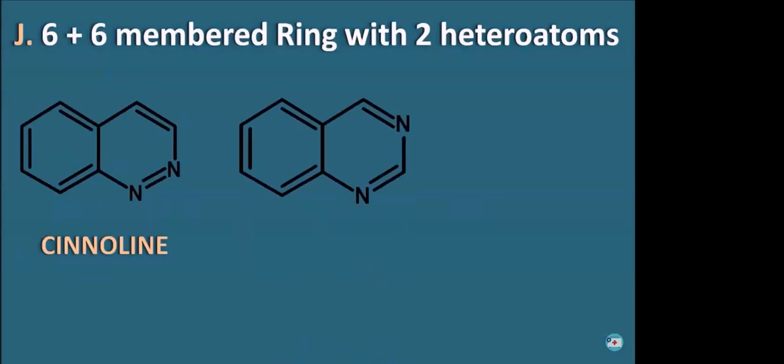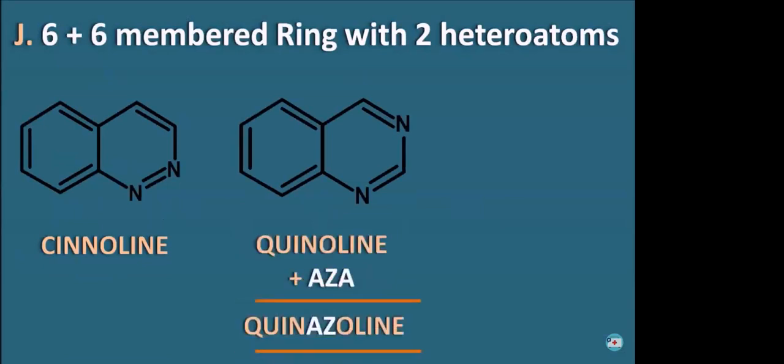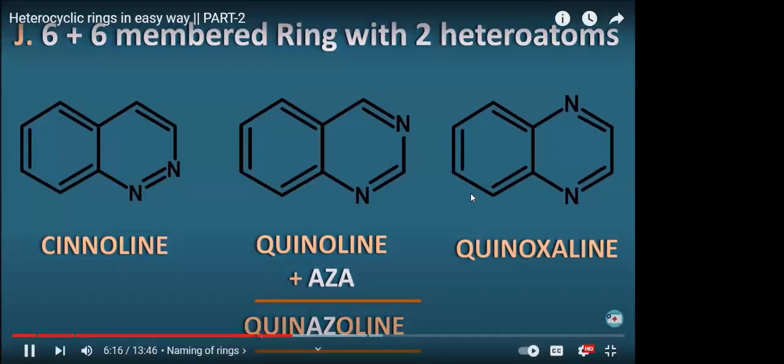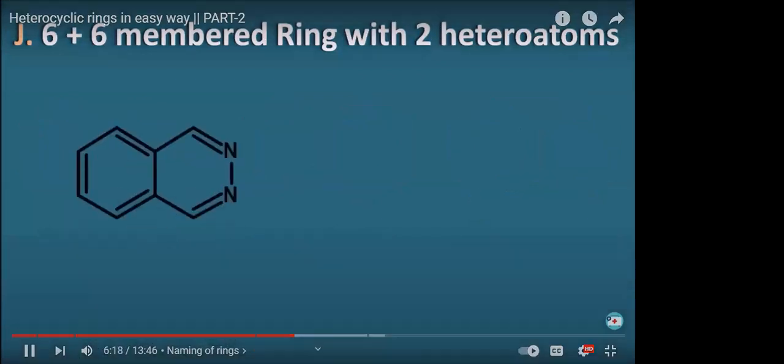Because if a single nitrogen is present, that is quinoline. So quinoline plus an extra nitrogen as aza, that is quinazoline. Similarly, if the nitrogens are present at the first and fourth position, then it is commonly known as quinoxaline. You shouldn't think that the ox indicates oxygen is present. This ring is commonly known as quinoxaline, where the nitrogens are present at the first and fourth positions. These rings are well known by their common names. We have to remember them as they are. Next one is the other heterocyclic ring system.